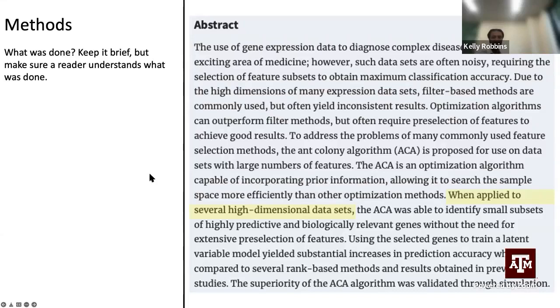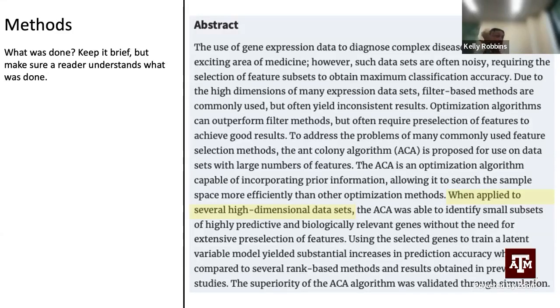Any comments on the methods section there? I think a little more detail on the methods. Yeah, the methods aren't... It's debatable whether or not they even have methods in this abstract, right? Like, this is not even a full sentence.